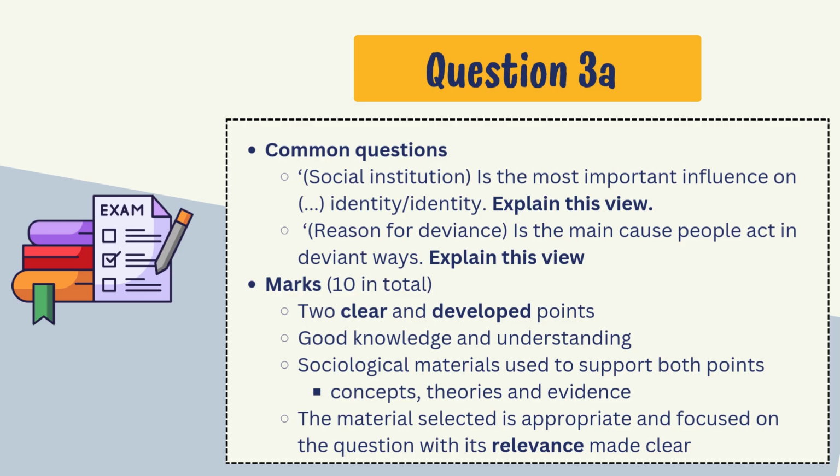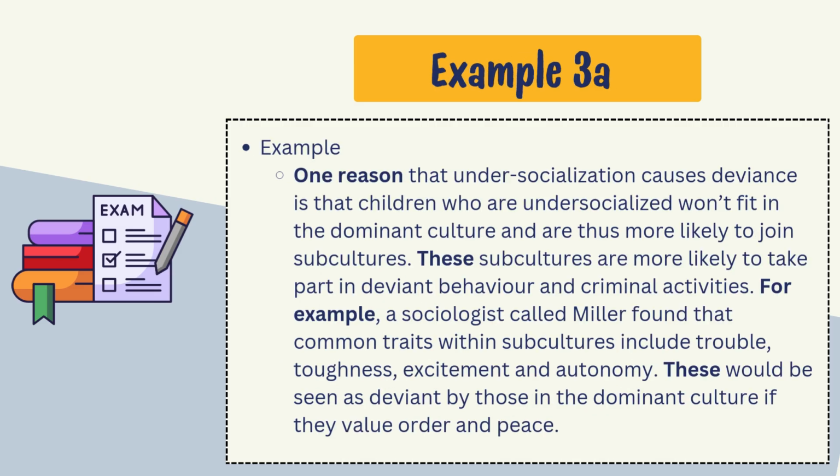So when you have point, explain, and you give the example, then you have to analyze that and show why it's relevant to the question. An example, again this is only one paragraph, but you would have two of these, would be: one reason that under-socialization causes deviance is that children who are under-socialized won't fit in the dominant culture and are thus more likely to join subcultures. These subcultures are more likely to take part in deviant behavior and criminal activities. For example, a sociologist called Miller found that common traits within subcultures include trouble, toughness, excitement, and autonomy. These would be seen as deviant by those in the dominant culture if they value order and peace.